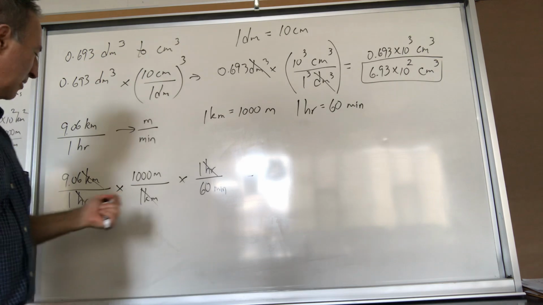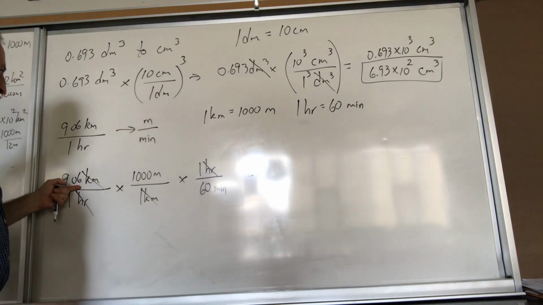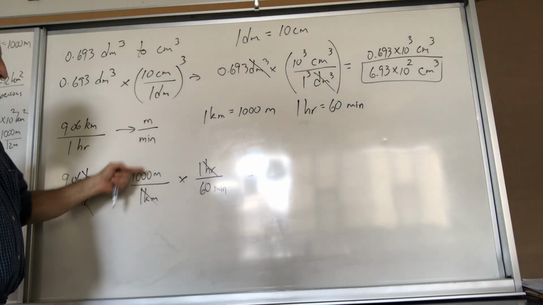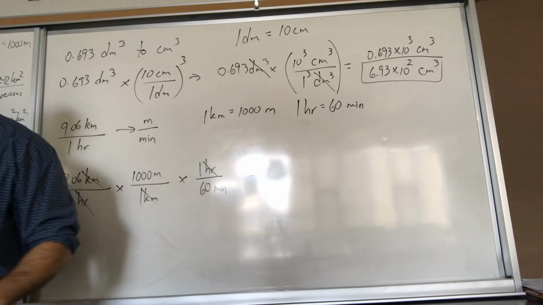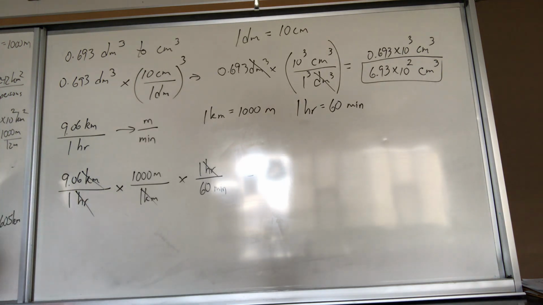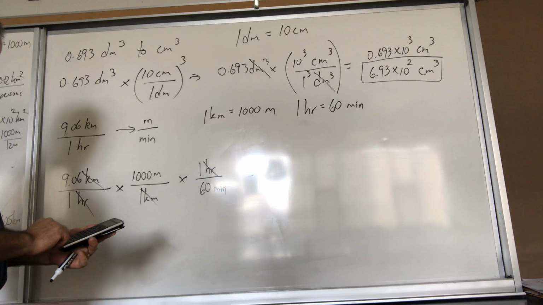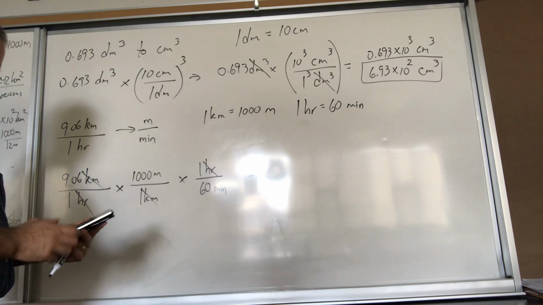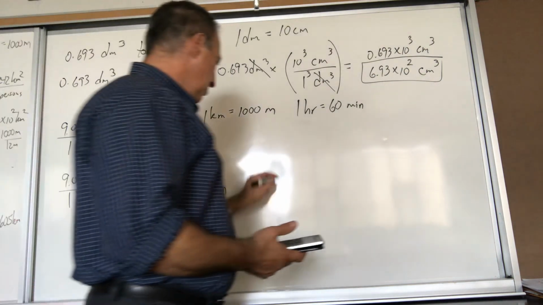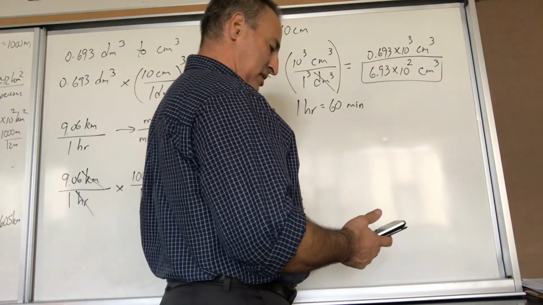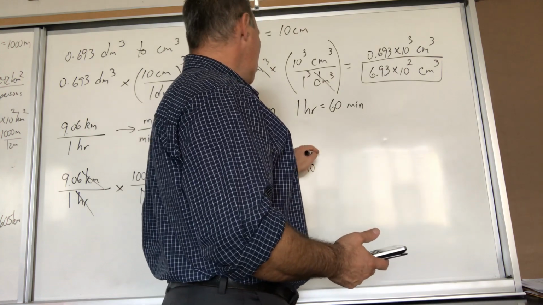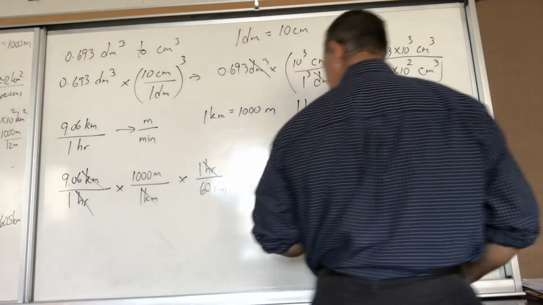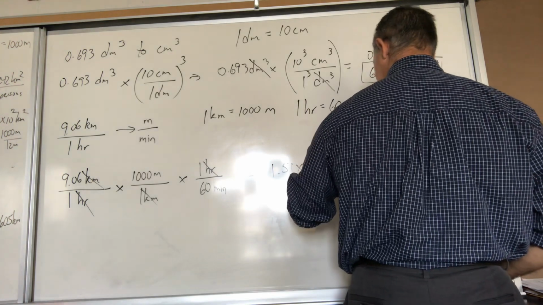Now you worry about the numbers. So 9.06 times 1,000 divided by 60. I can't really do that in my head, so I have my calculator. 9.06 times 1,000 divided by 60 gives you 1.51 times 10 to the power of 2 meters per minute.